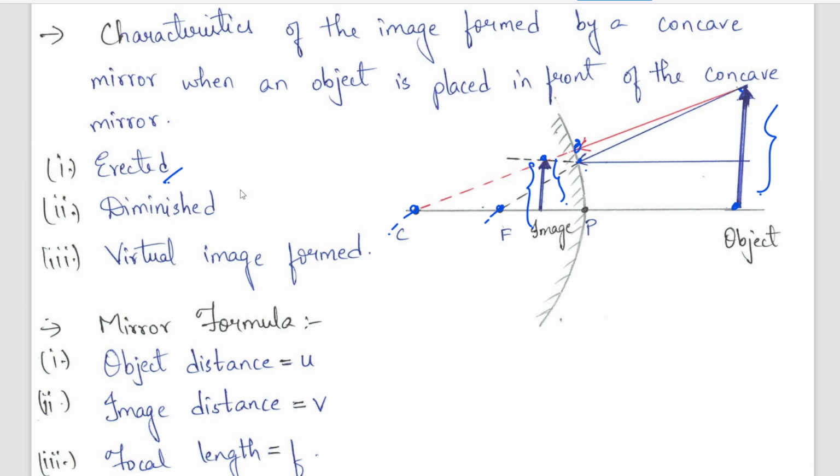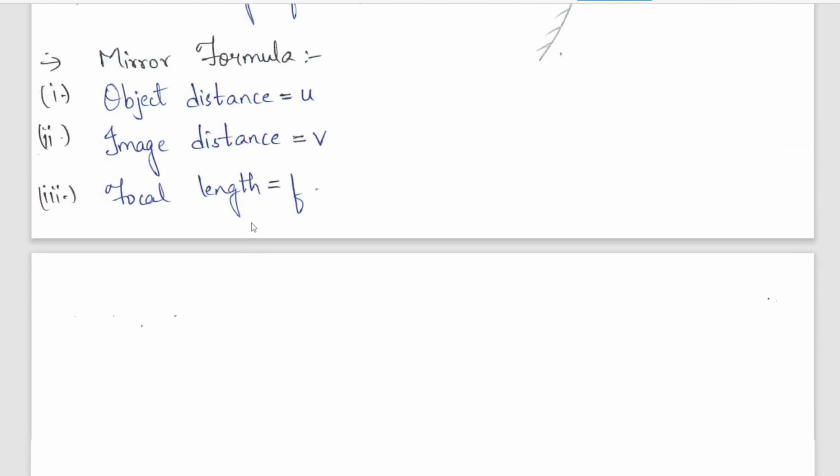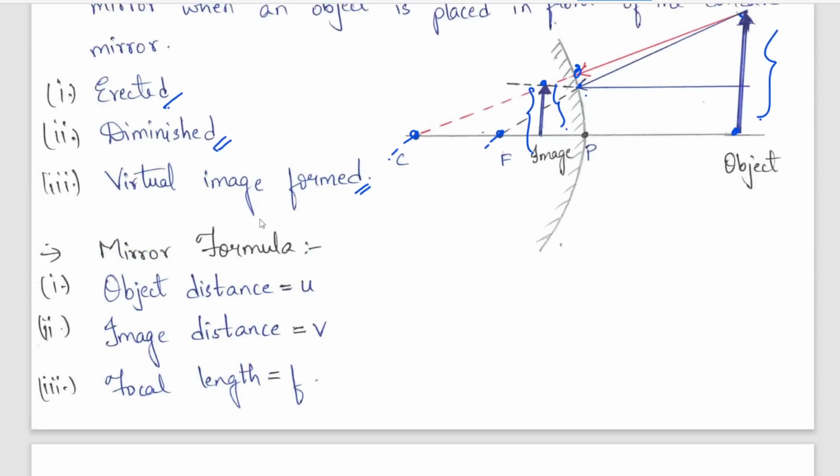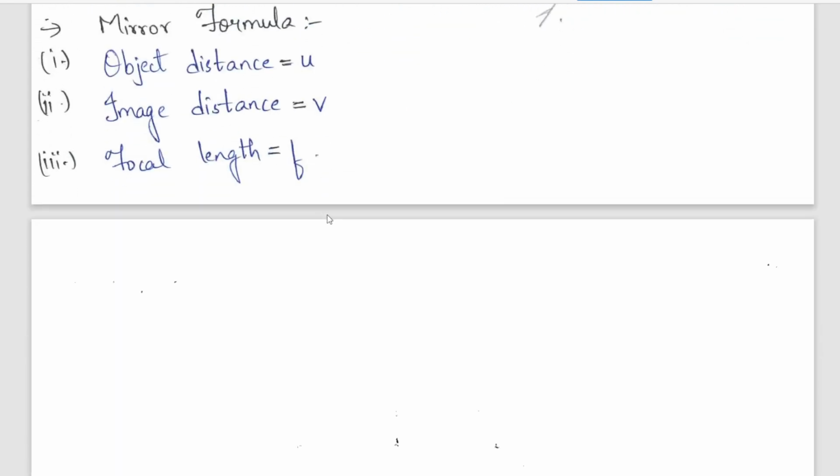Firstly, it is erect, that is, it will be upright like the object. Second one is diminished, that is, it is smaller in size than the object. Third one is virtual image, that is, it cannot be seen on the screen. This is the end of the characteristics of the images formed when we are changing the positions of the object on the principal axis.